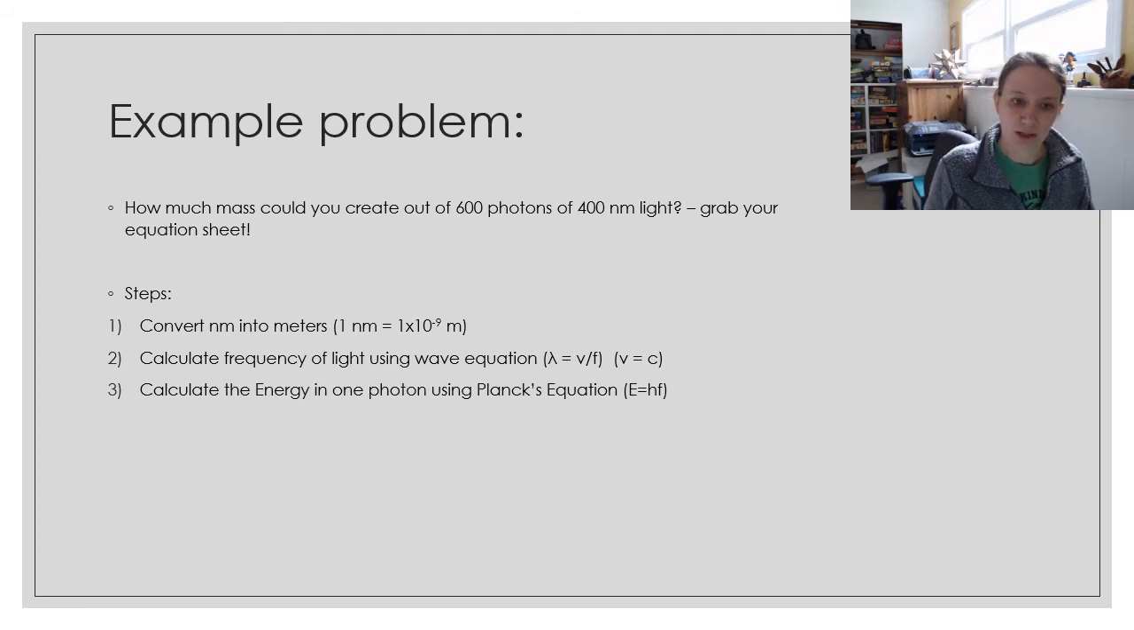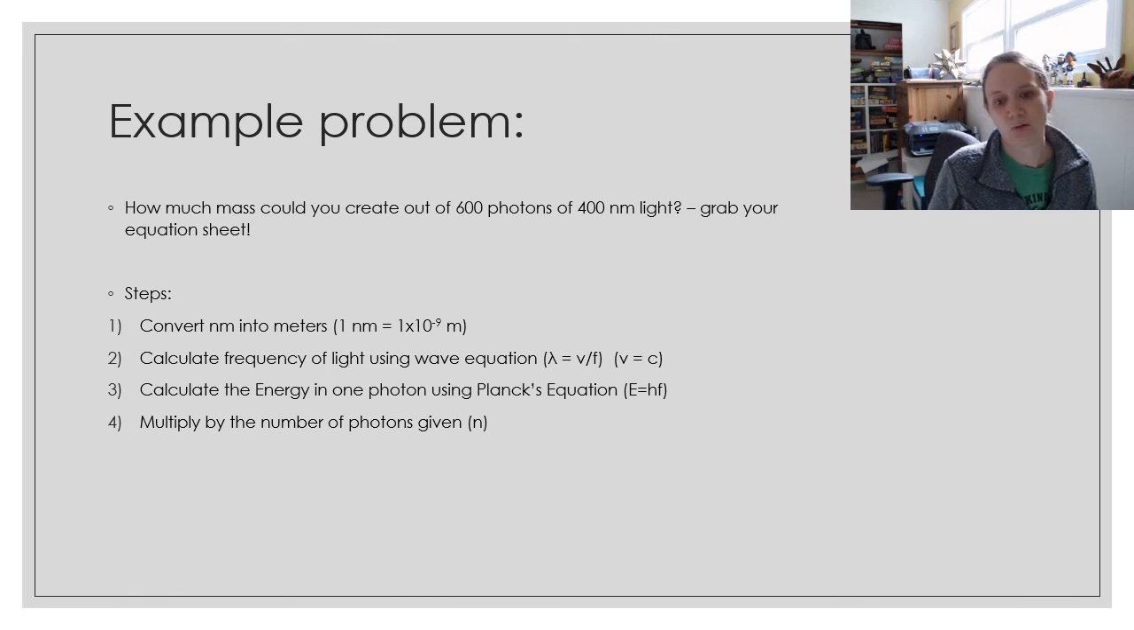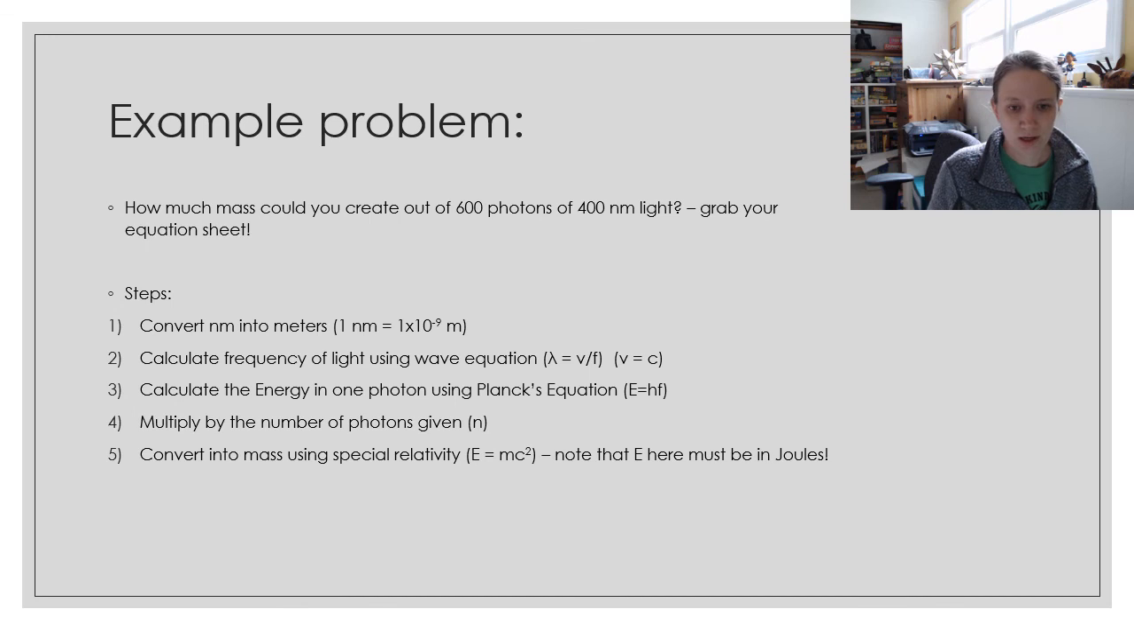Next step is to calculate the energy in a single photon using Planck's equation. So take your frequency and multiply it by h. A note about that: you need to use the h for joules, because when we get to using the E equals mc squared equation, we're going to have energy in joules to convert into kilograms of mass. Next step is to multiply by the number of photons given in the problem, or 600. And the last step is to convert into mass using special relativity, so E equals mc squared. That's what I was saying about needing energy in joules from step 3 if you want to be able to use that equation in step 5.